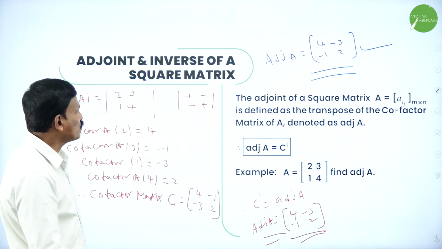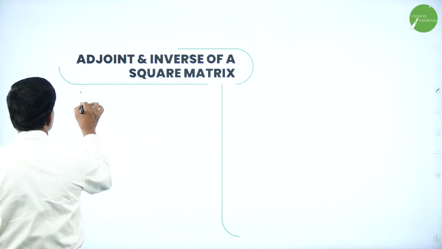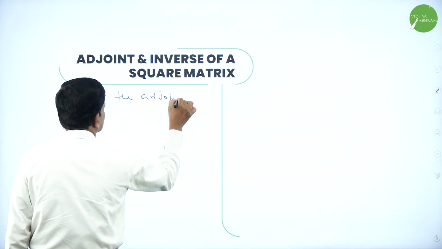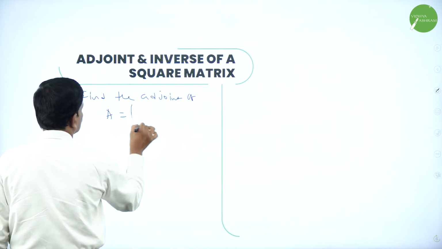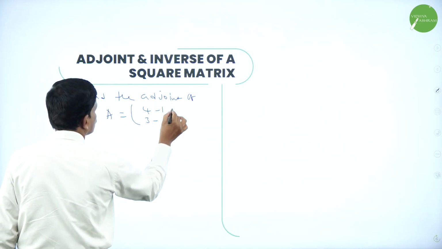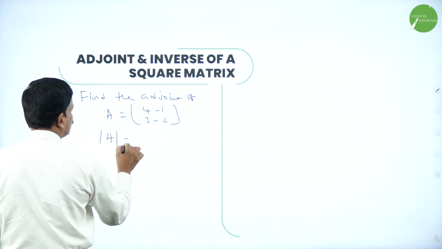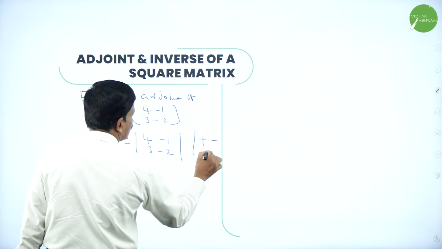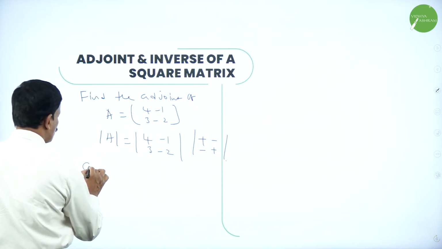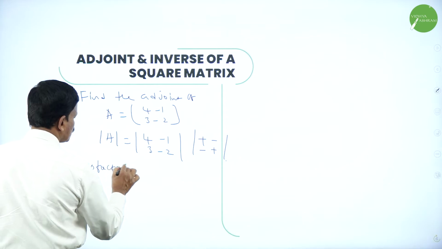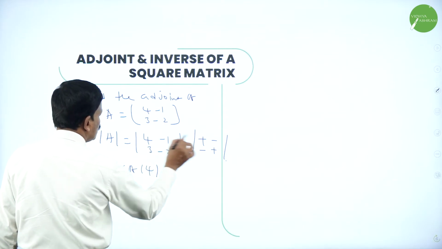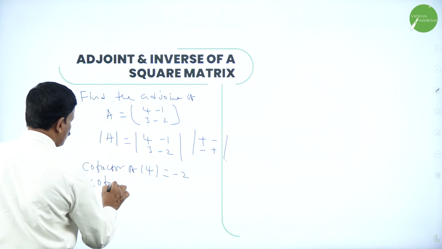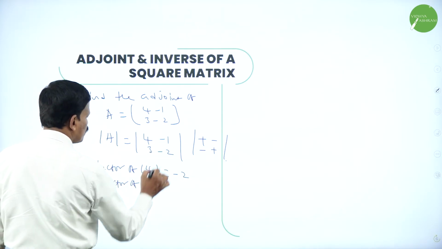Now, let us take one more problem. Find the adjoint of A is equal to 4, minus 1, 3, minus 2. Determinant of A is determinant 4, minus 1, 3 and minus 2. The signs are plus, minus, minus and plus. Now, write down the cofactors. Cofactor of 4 is equal to, delete the row and column containing this. What is left over is minus 2. Similarly, cofactor of minus 1.